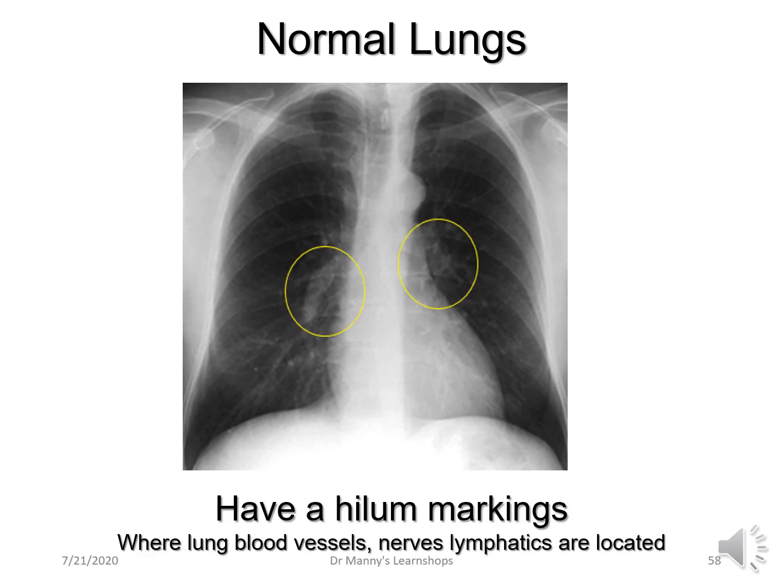We make sure that we have hilar, and the hilar are where the lung markings begin. And this also includes things like nerves, lymphatics, arteries, veins. Typically, the left hilar is more elevated than the right hilar because of the positioning of the aorta and the left pulmonary artery.